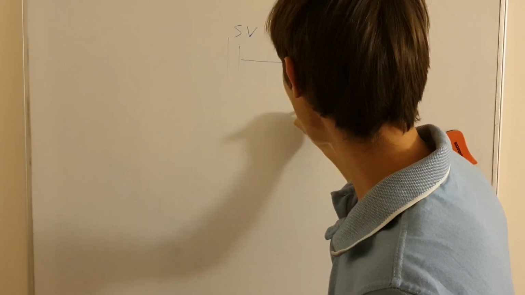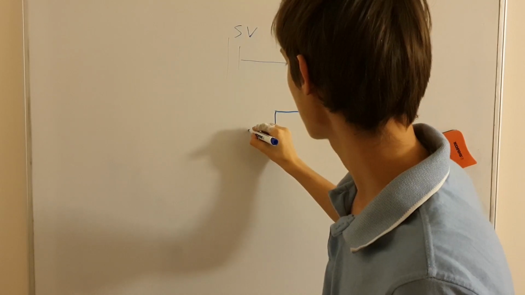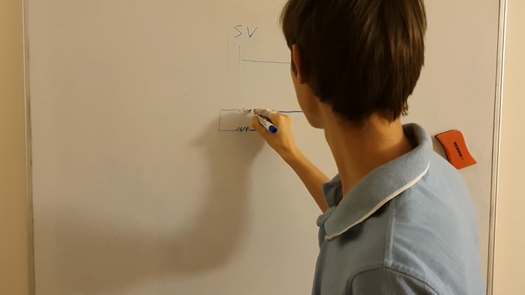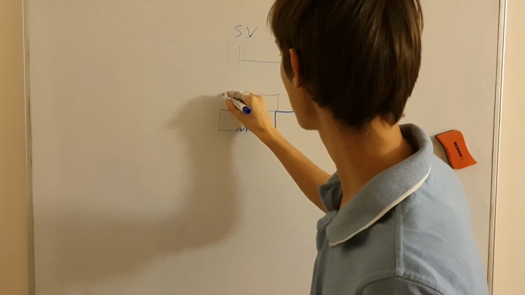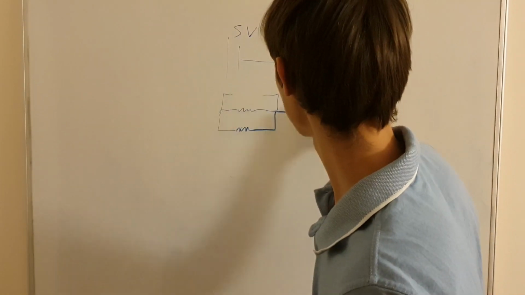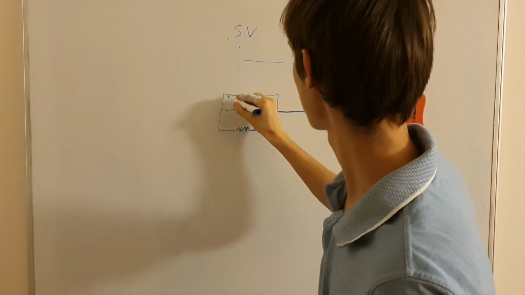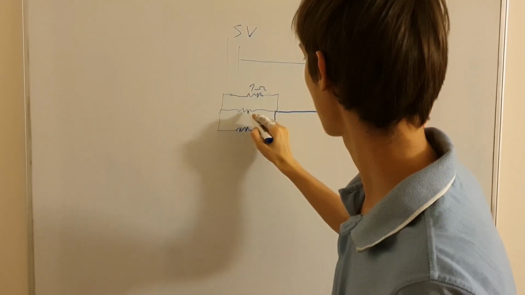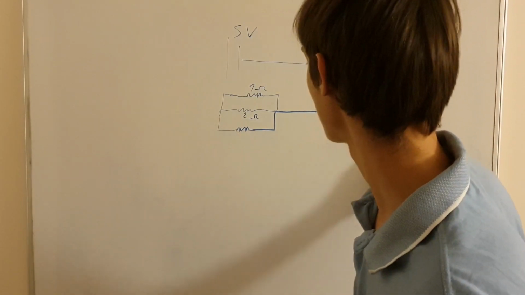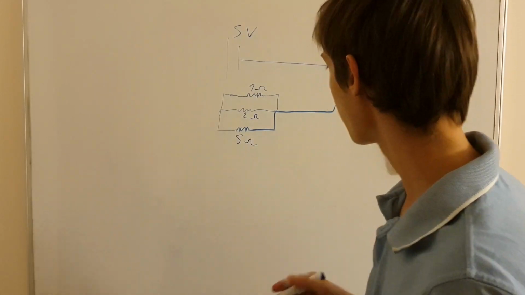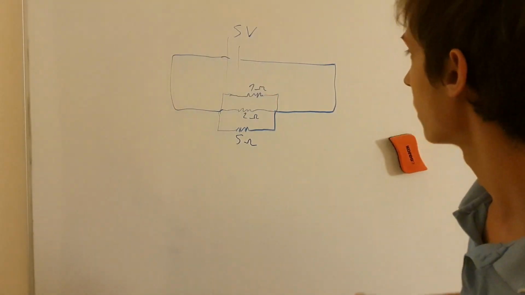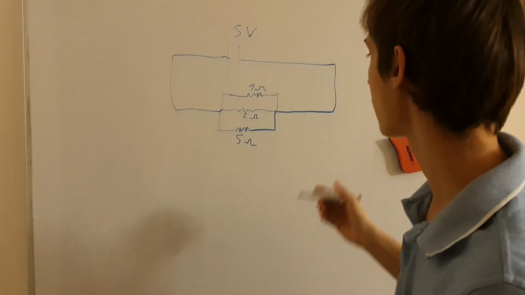All right, and then I have these three resistors plugged in parallel as follows. So like this. And one has 1 ohm, the second one has 2 ohms, and the third one, so it's a little different, has 5 ohms, and then it continues and it goes back to the battery.